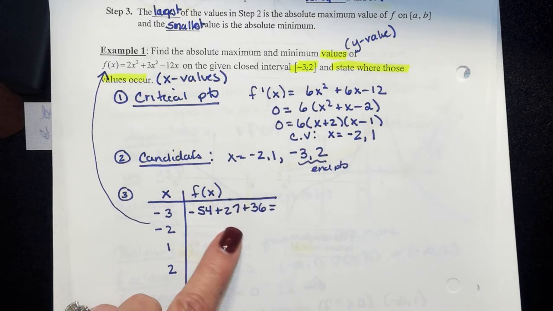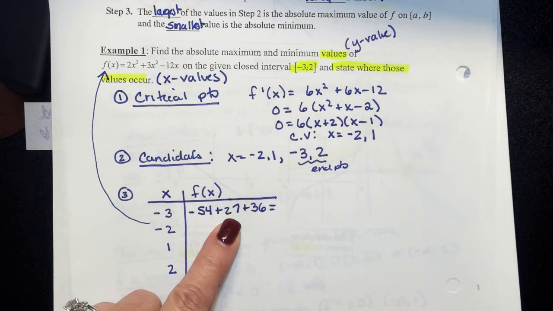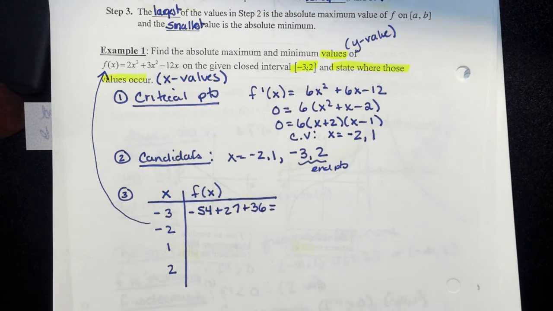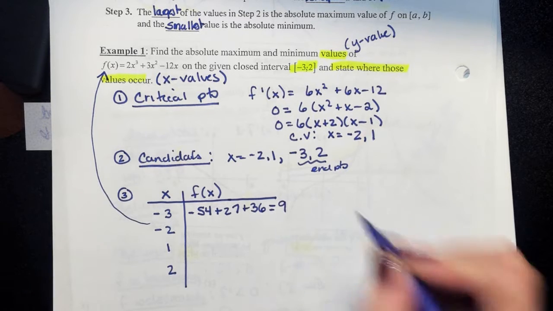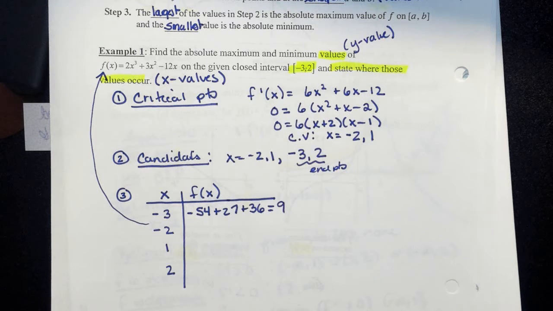So -54 plus 27 is -27, and -27 plus 36 is 9. We good so far? So now I repeat the same process for the other three x values.